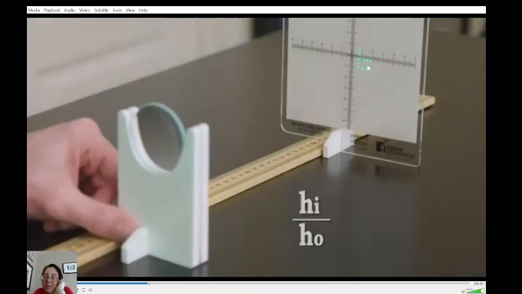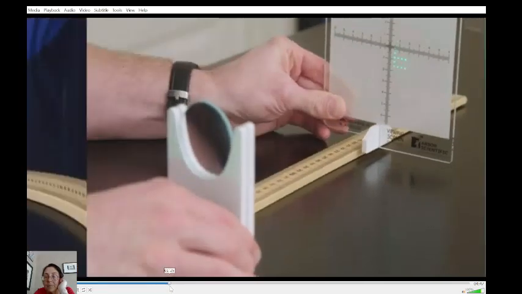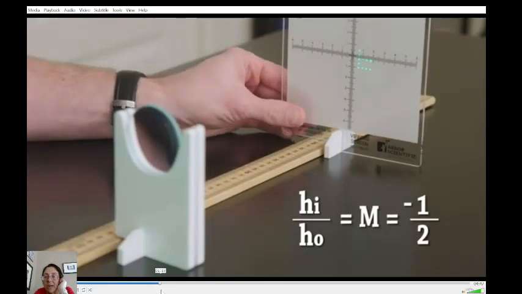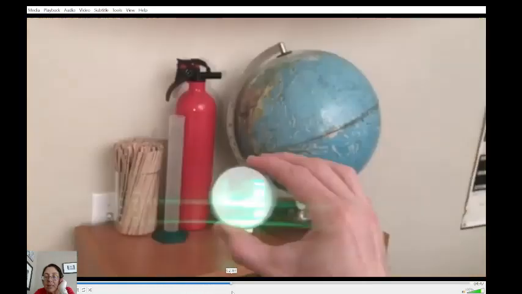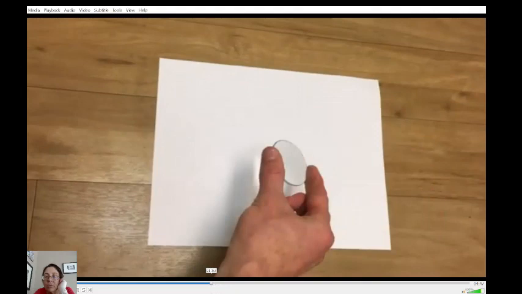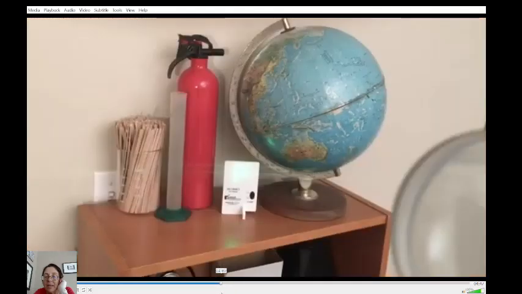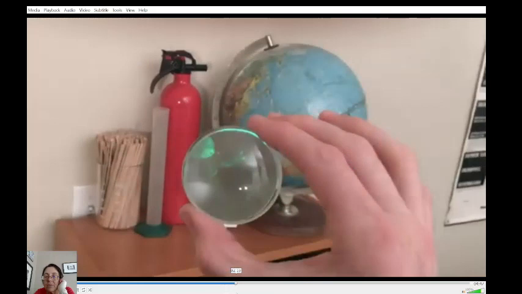So now you see it's a real image, but now it's smaller. So it means if you take the ratio between the object, which is a big F, and the image here, a small f upside down, the ratio will be less than 1 if you find the ratio between the size of the image and the size of the object. So in that case it's 1/2. So now you can use your lens as a magnifying glass, right? So it's going to see things bigger.